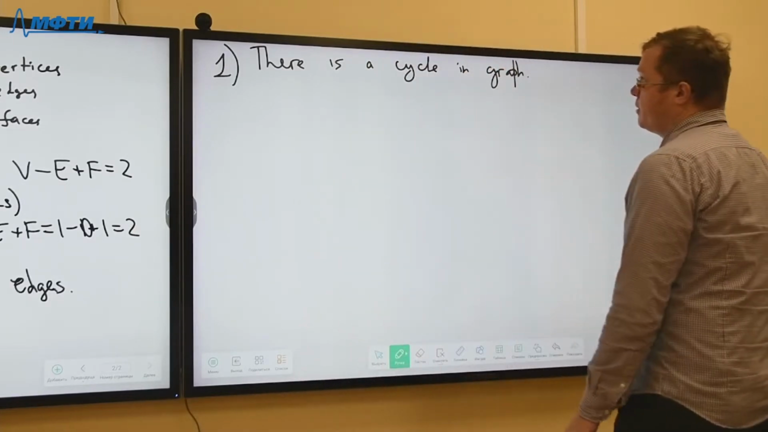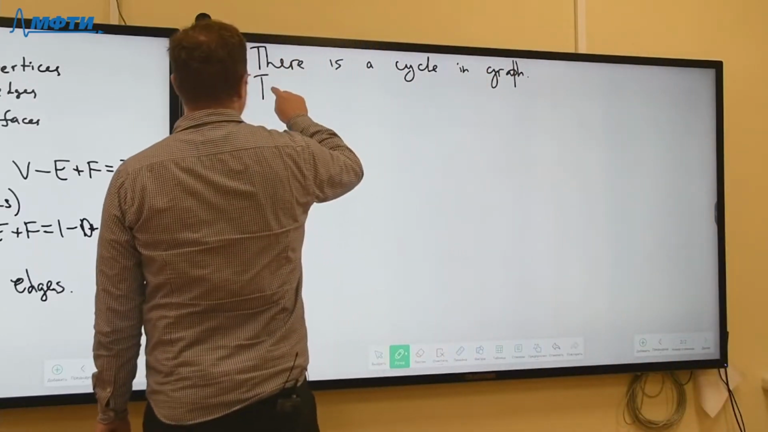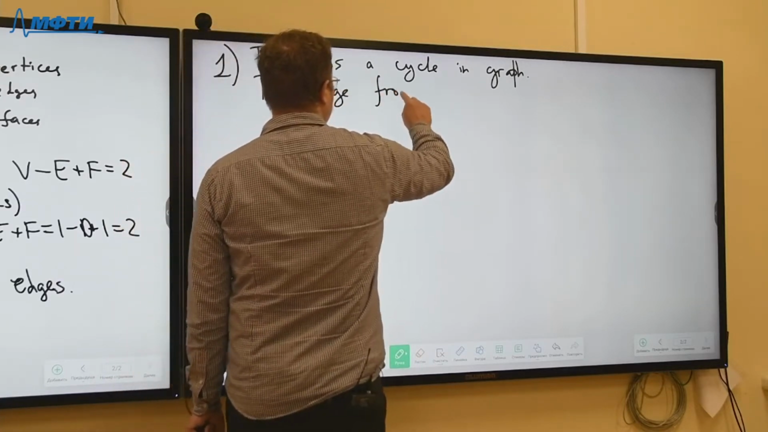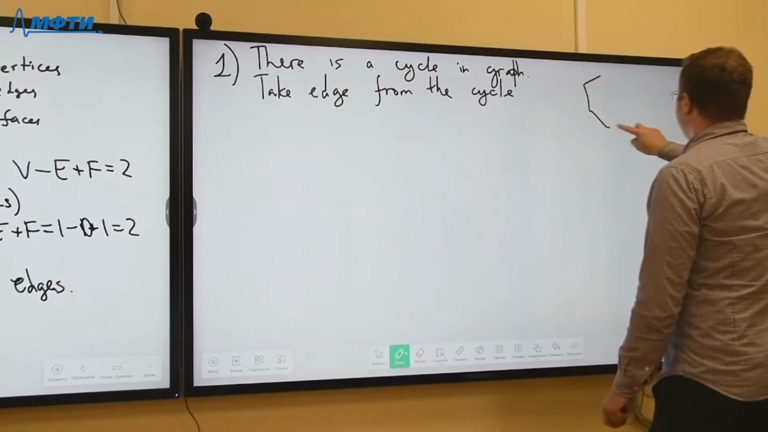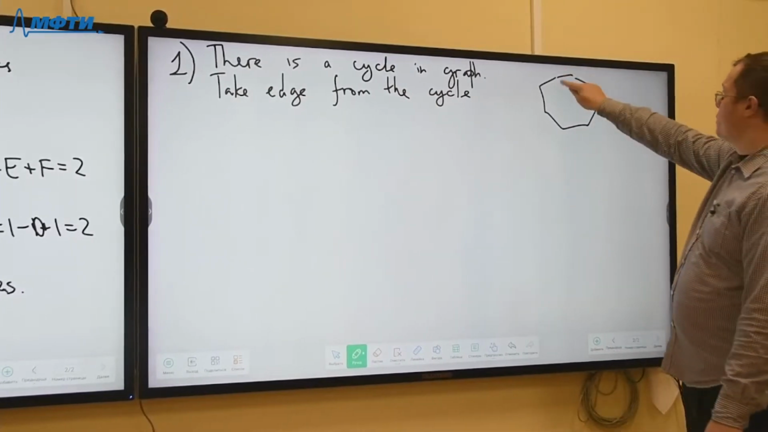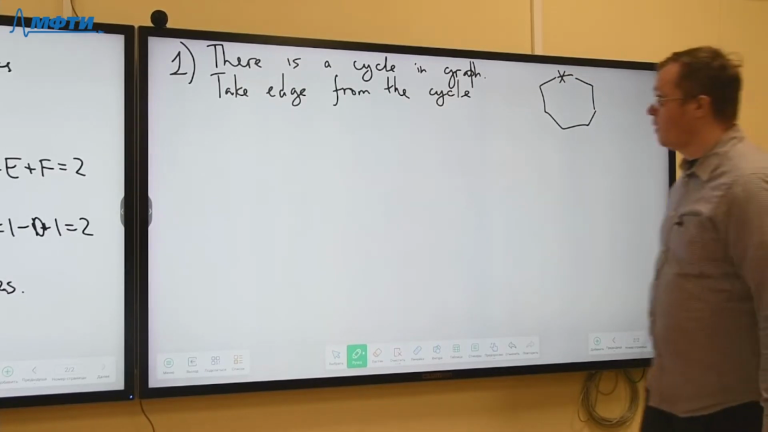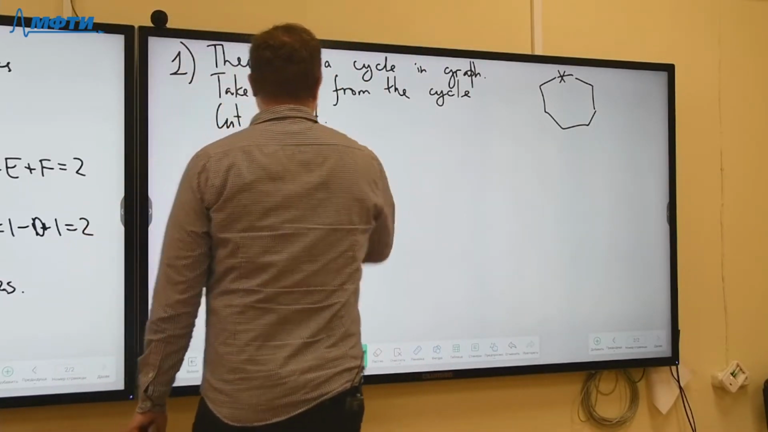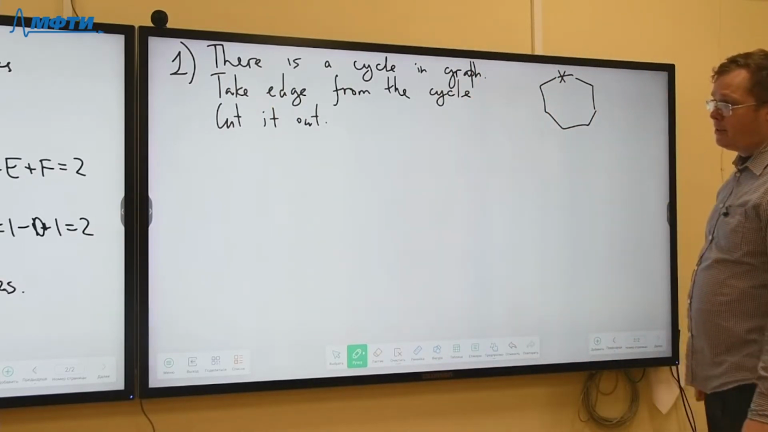So if there is a cycle in the graph, we can take one of the edges from the cycle. So we have some cycle, and we cut one of the edges from the cycle. It means that the new graph will have fewer edges.